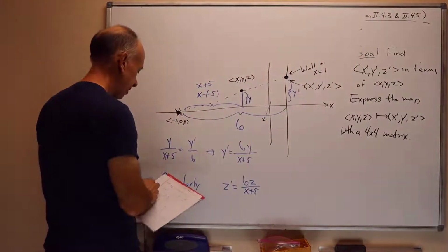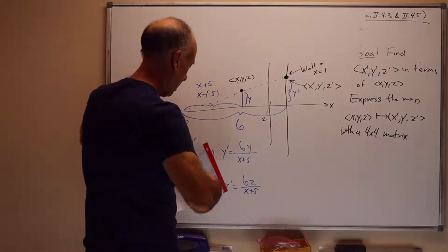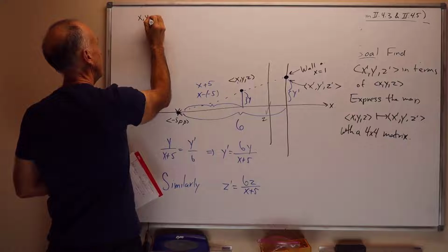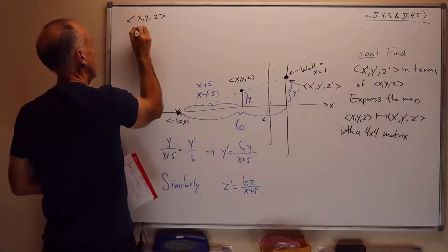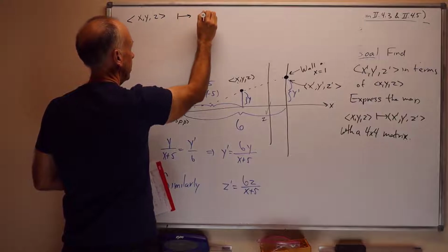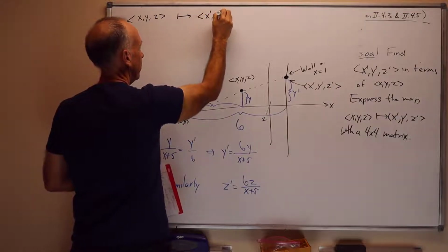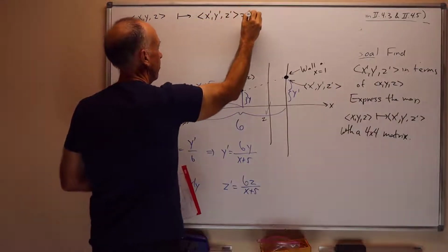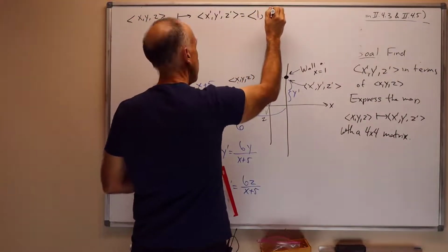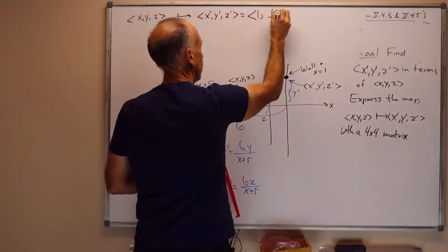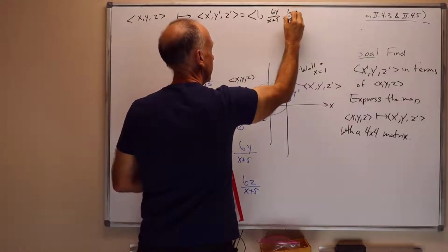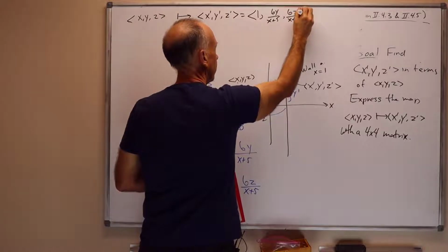So before I completely erase everything, let me put the map up here that we were trying to define. We have x, y, z, the point being shadowed, and it's getting mapped to the point x prime, y prime, z prime, which is equal to 1, 6y over x plus 5, 6z over x plus 5.